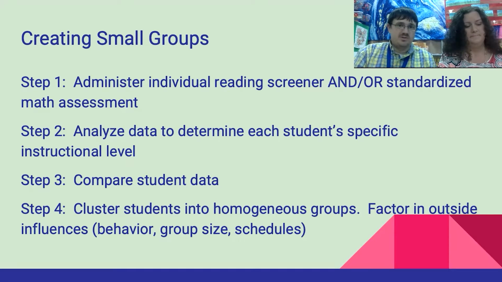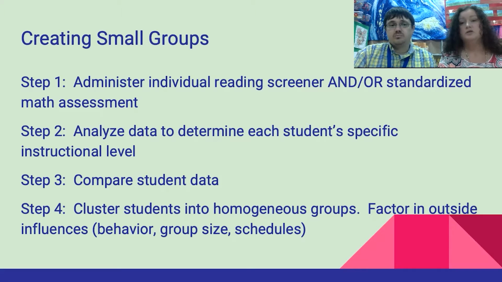Step one would be to administer an individual reading screener and/or some type of math assessment. And then once you have administered the assessment, you need to analyze the data to determine each student's specific instructional level. Usually this means you're going to label them novice, apprentice, proficient, distinguished. Or if you're doing F&P levels or DIBELS, you know what level the students are at in reading. You know that the students are at an early literacy level or they're an emerging reader. You have a good picture of where that student is at in reading or math.